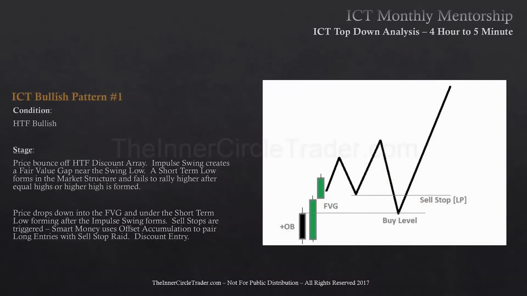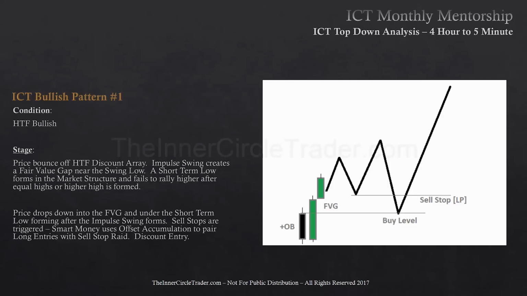All right, the first one is an ICT bullish pattern number one. The condition is the higher time frame has to be bullish, and the stage or the setup is price is going to bounce off of a higher time frame discount array. An impulse swing creates a fair value gap near the swing low.